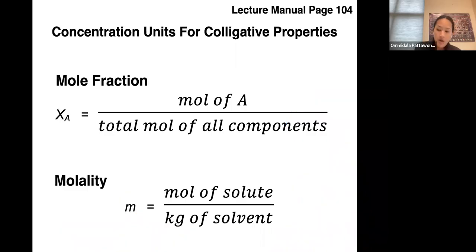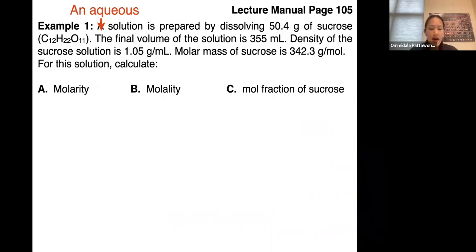Okay. All right, so since we are talking about different units, now we are going to need to learn how to convert them into a specific unit, right? So let's take a look at example 1. Okay, so example 1, we are given an aqueous solution that is prepared by dissolving 50 grams of sucrose. And the final volume of this solution is 355 milliliter. And it's also giving us the density of the solution as well.